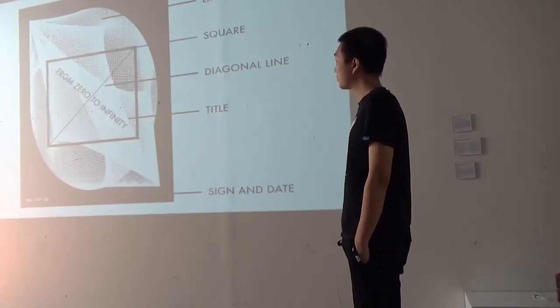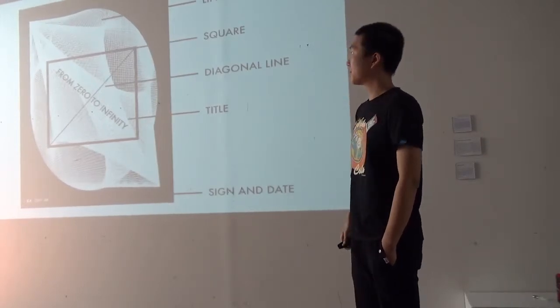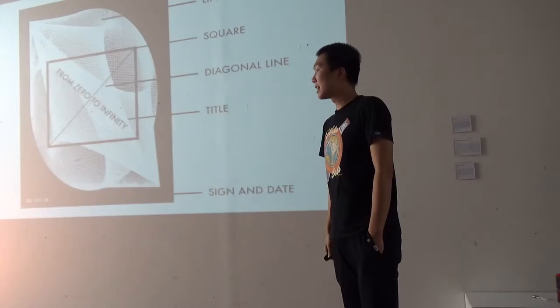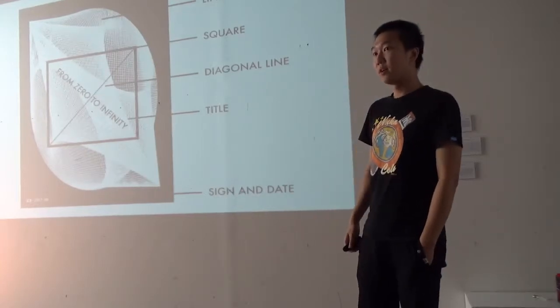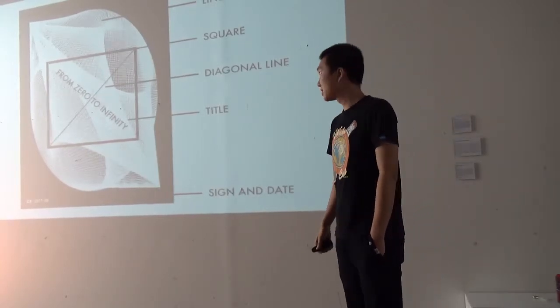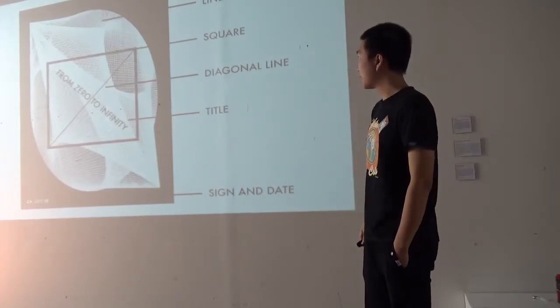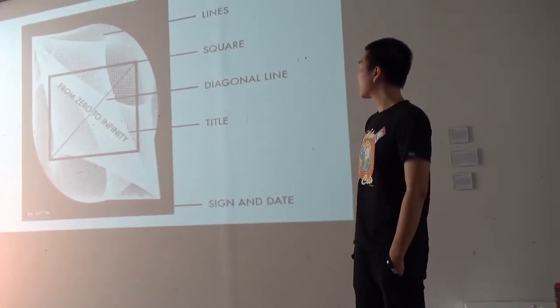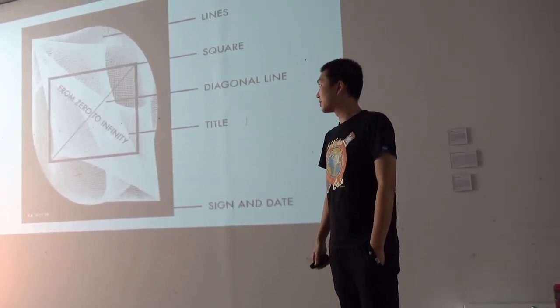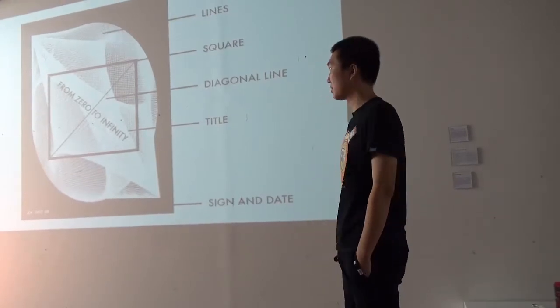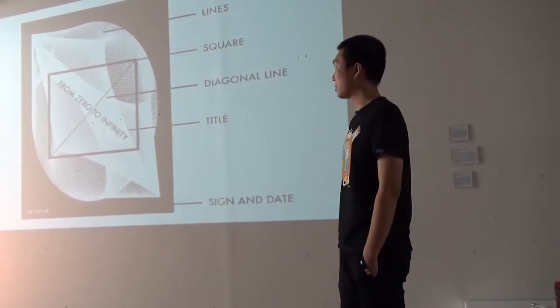And also I use a square in the center of the image because I think a square can strengthen the visual impressions for the audience. Moreover, I use diagonal lines to separate this sentence into two parts. The first part is from zero, and the next part is to infinity.